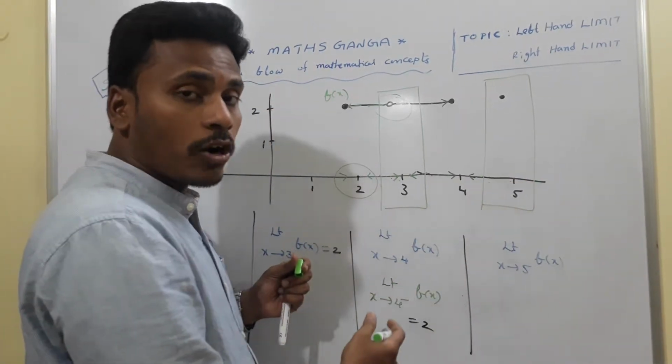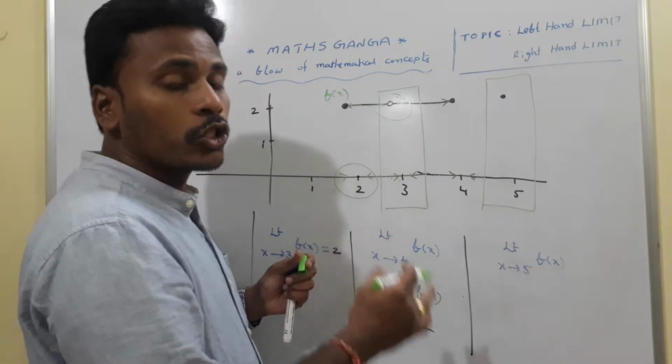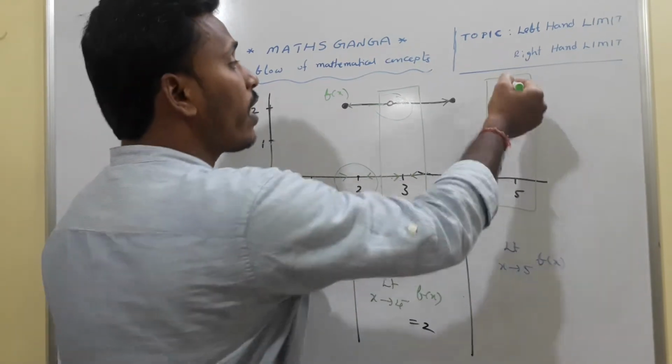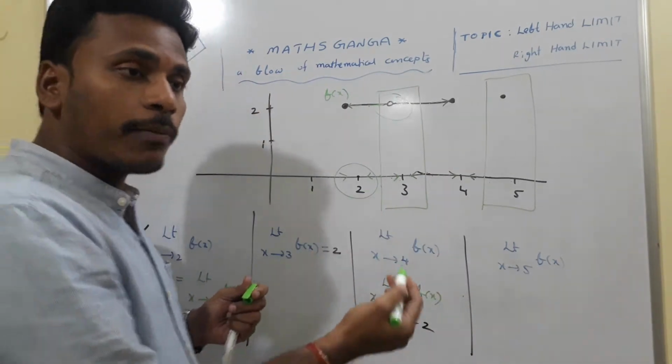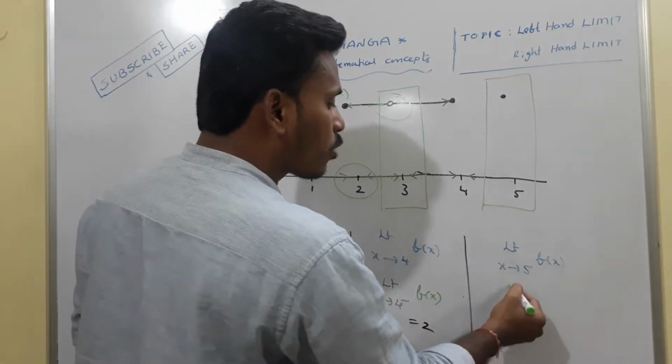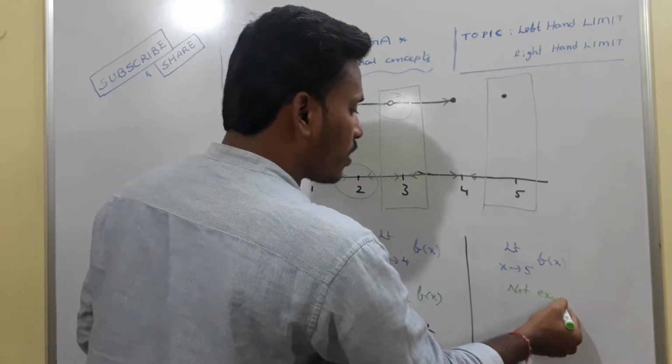So left hand limit is not defined, right hand limit is not defined, so limit is not defined, but the functional value is defined as 2. F of 5 is 2, but left hand limit and right hand limit both are not defined, so limit x tends to 5 f of x does not exist.